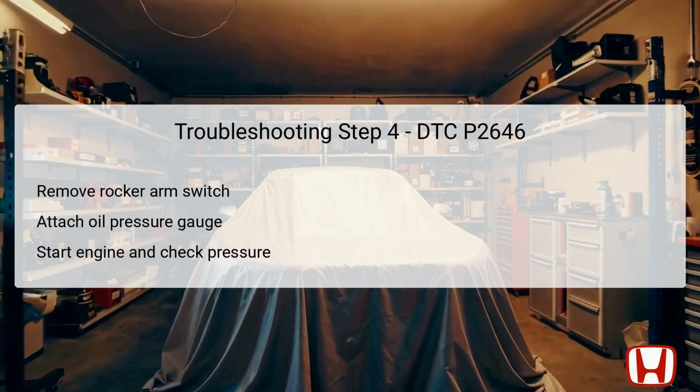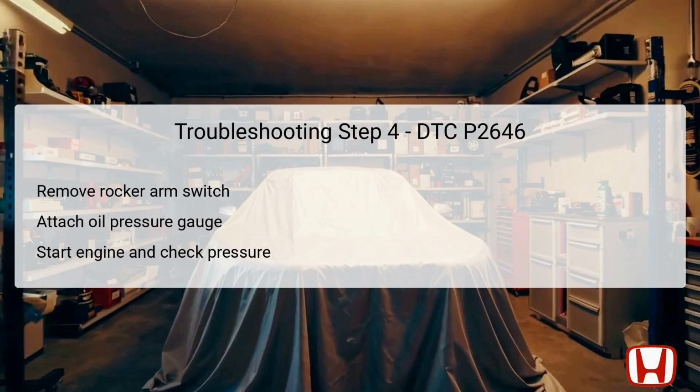The fourth step in troubleshooting involves performing a thorough inspection of the VTEC system oil pressure. Begin by turning the vehicle's ignition to off mode for safety, and then carefully remove the rocker arm oil pressure switch. Attach the special tools, specifically the oil pressure gauge adapter, to enable accurate pressure readings.